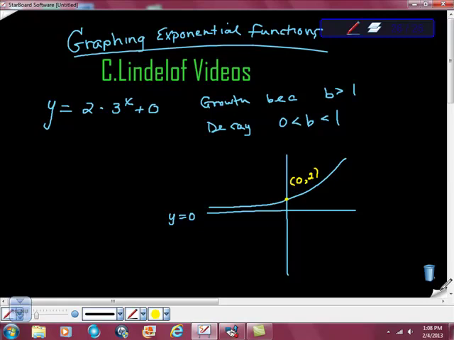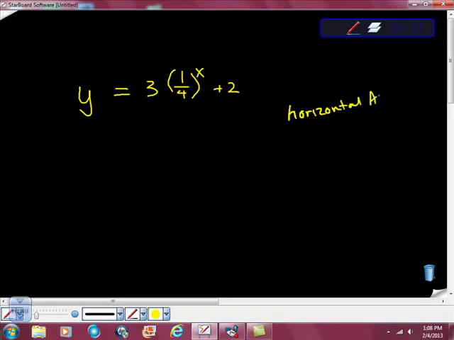Look at this function. How would you graph this function? You have y is equal to 3 times 1/4 to the x plus 2. So what's the horizontal asymptote? Good job. Horizontal asymptote is y is equal to 2.